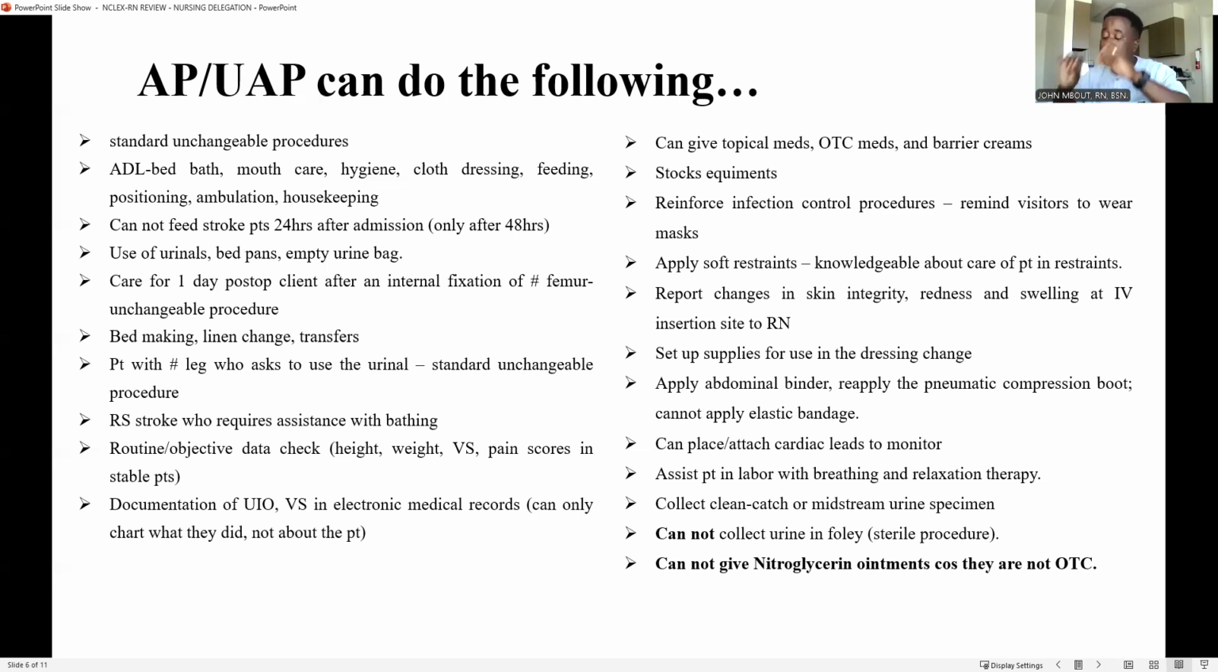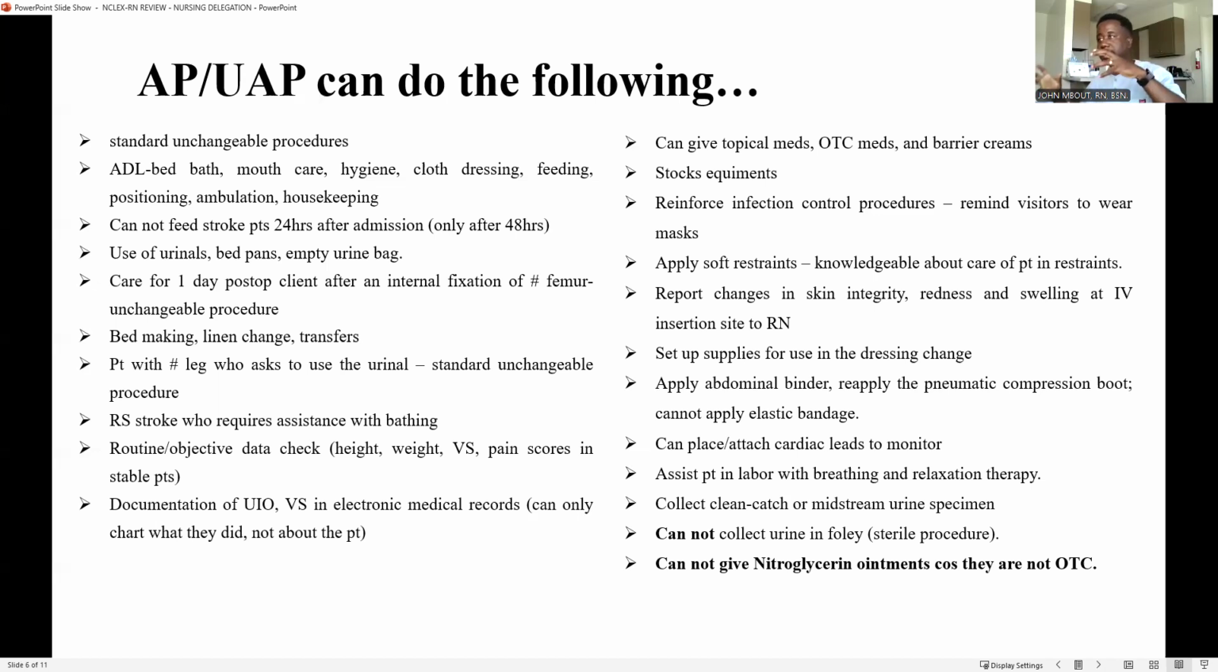They can only document what they have done. They go and they monitor the vital signs. They will put it in the medical record, but they cannot write anything about the patient in the medical records. They can give topical medication, OTC medication, but be careful. We have nitroglycerin topical medication, which they cannot give, or the ointments, because why? It's not an OTC medication.